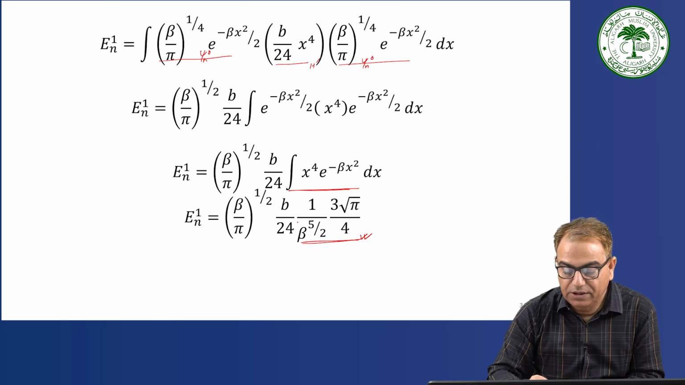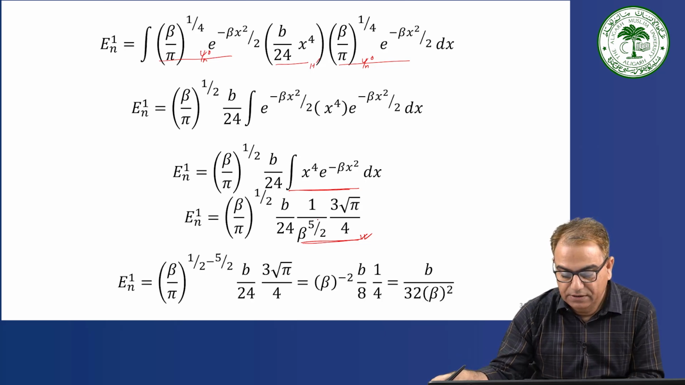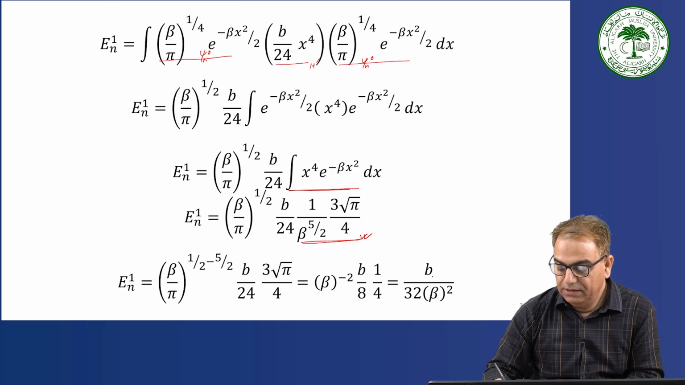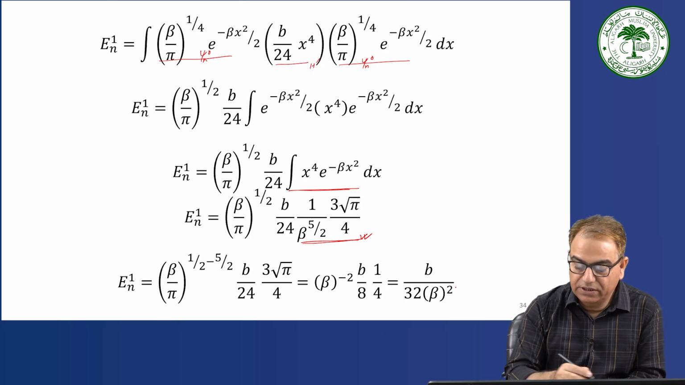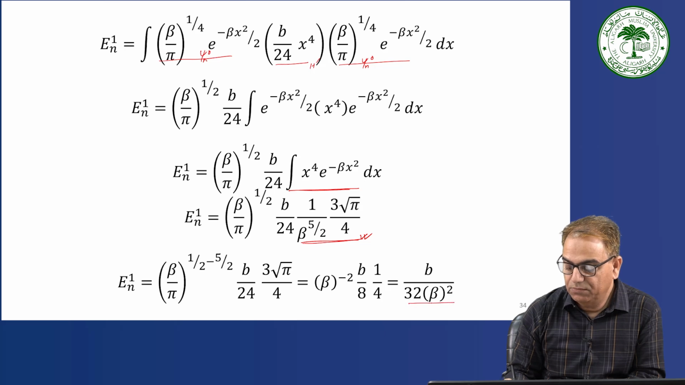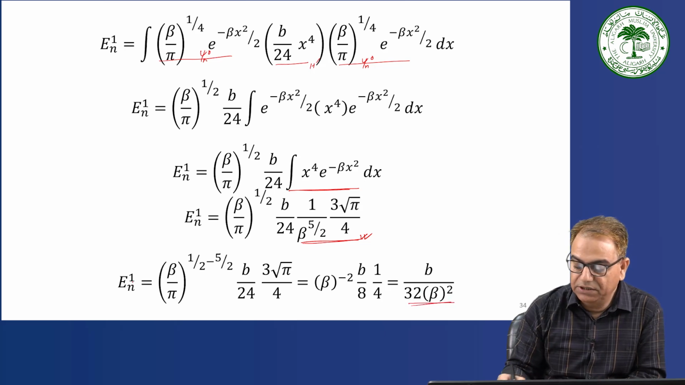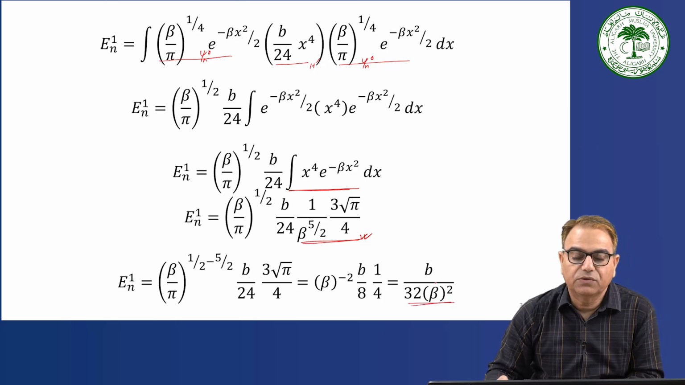So if you put these values, what do you get? The value which you get is b divided by 32 beta square. So this is your first order correction to the simple harmonic oscillator. En1 is b divided by 32 beta square.